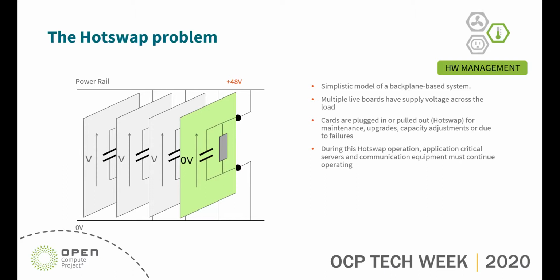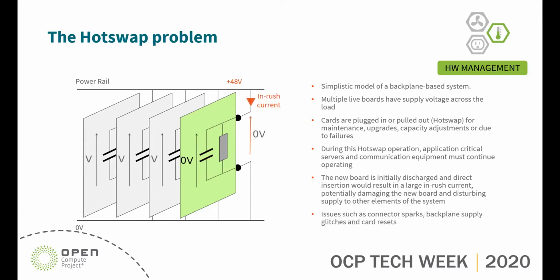This swapping of cards is what we refer to as the hot swap. During this hot swap, it is very critical that the rest of the servers are not interrupted and communication carries on. Now, what happens when you plug in a new board? That new board is initially discharged, and the insertion of that board will result in a very large amount of current, the inrush current. That potentially can cause damage to the boards or to the rest of the system.